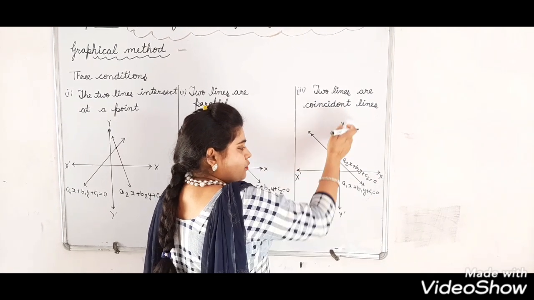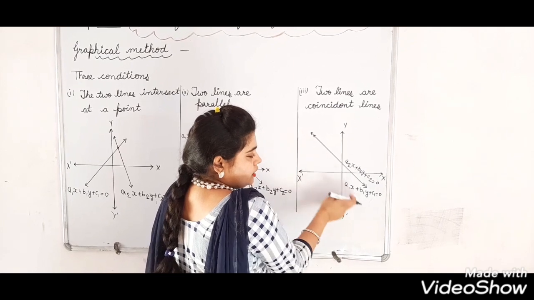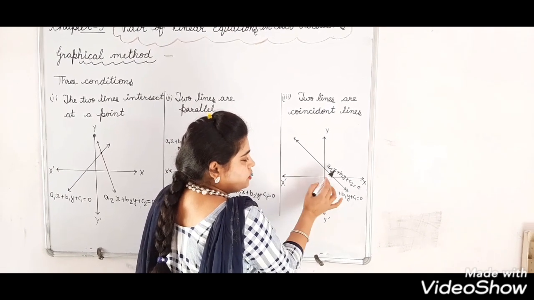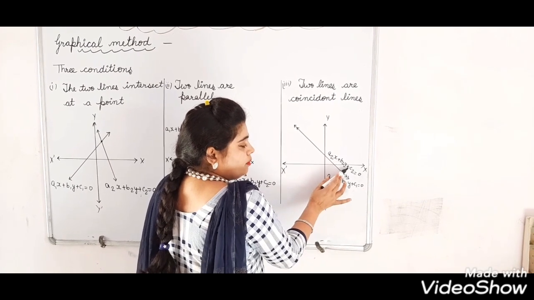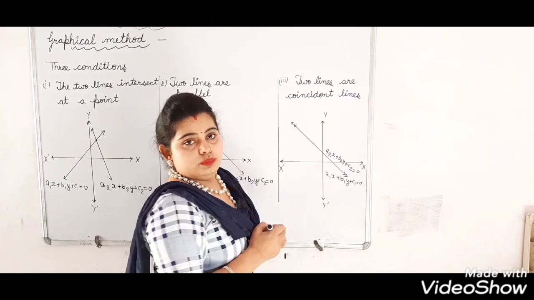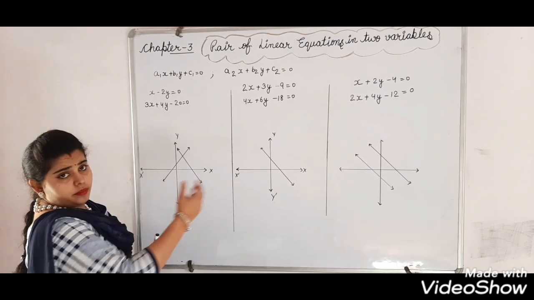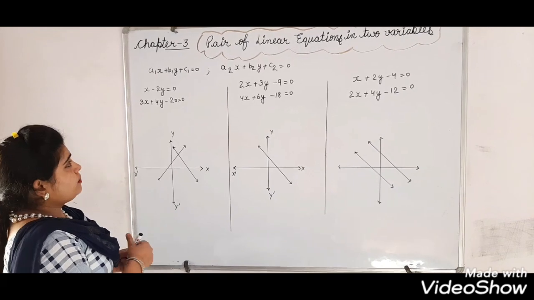Again, x, x dash, y, y dash. This line represents both the conditions. a1x plus b1y plus c1 is equal to 0. a2x plus b2y plus c2 is equal to 0. Behavior of lines we will study by the following examples.